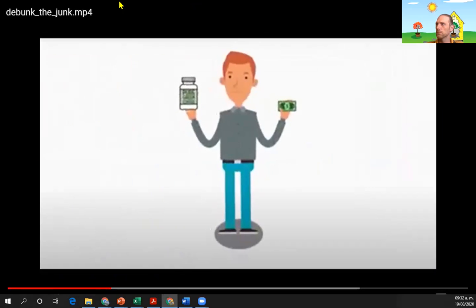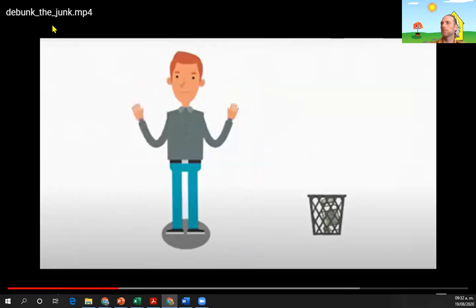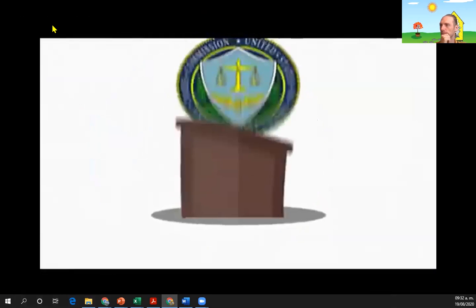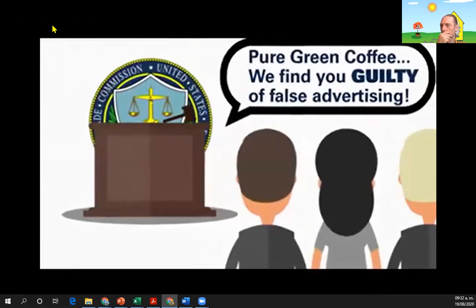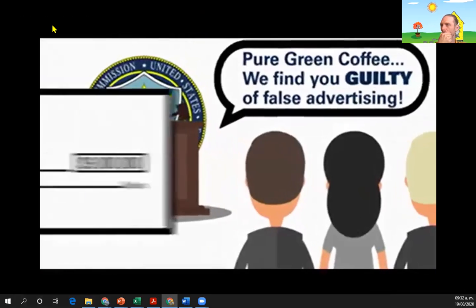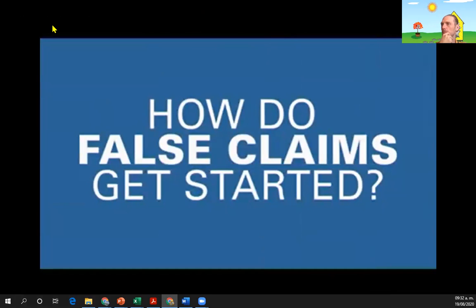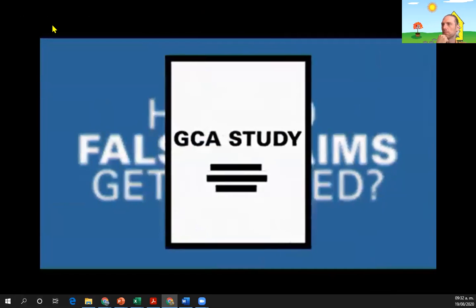Unfortunately, people who purchased the pills wasted their money and didn't get the results they expected. The Federal Trade Commission, or FTC, convicted these companies of false advertising and forced them to return millions of dollars in ill-gotten monies. So how do false claims like these get started in the first place? With a fake scientific study.